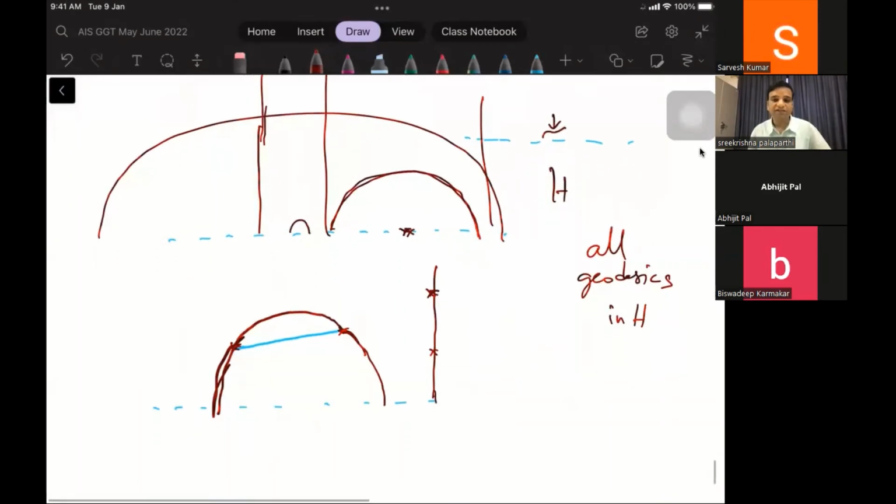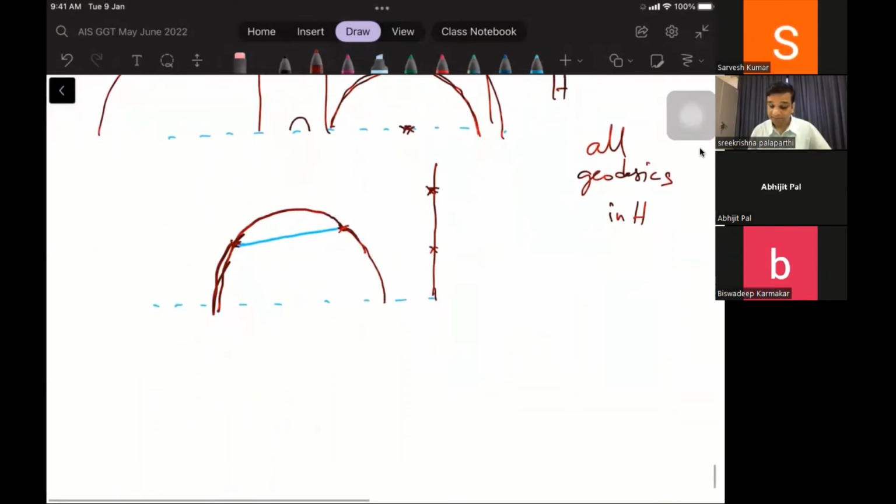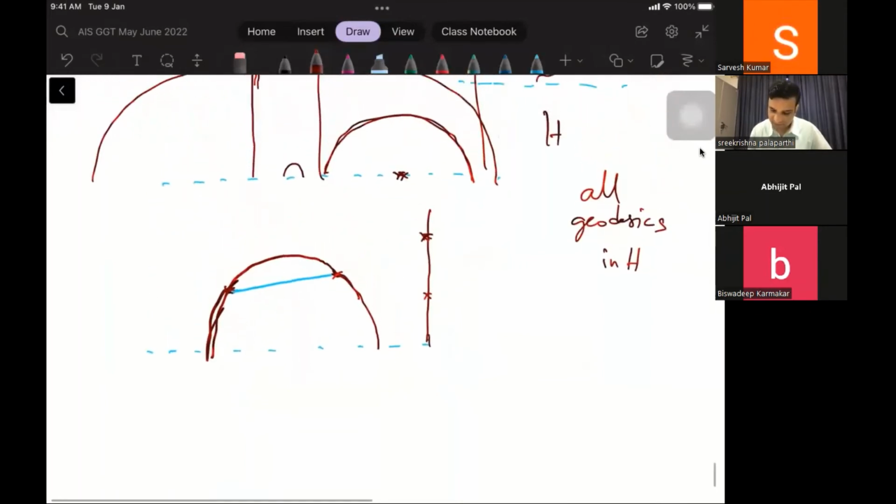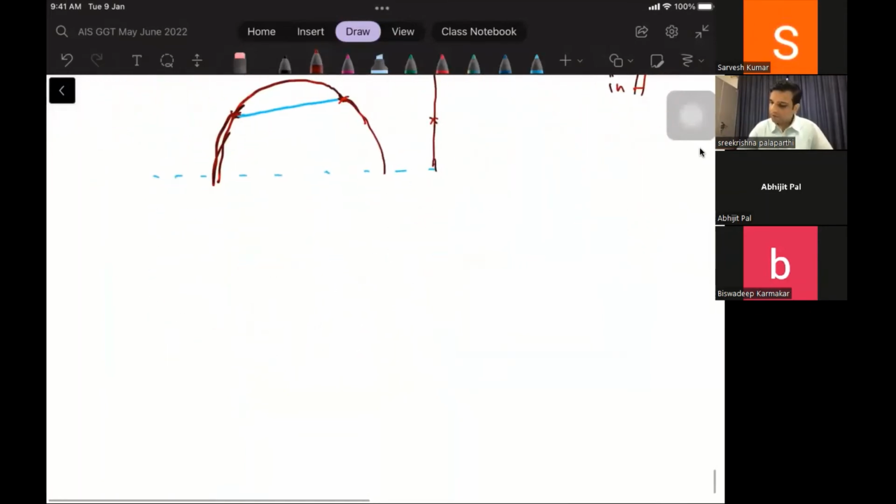But that will achieve the distance. All right. So in order to see that these other lines are also geodesics, we first need to see the isometries of this particular plane. So this is the geometry that we captured.